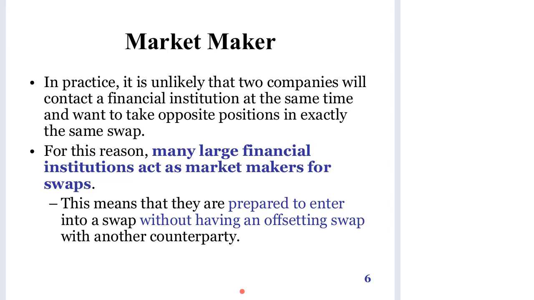Right? So basically, this is what a market maker is, and that is what a utility is. So these large financial institutions typically act as market makers, which in simple terms means that they are ready to enter into a swap without having an offsetting swap with another counterparty. But once they do it, they will then go and try to look for a counterparty and try to exit from it. I mean, in the worst case, if they cannot exit, they will keep it on their books, but their primary objective will be to exit from it.